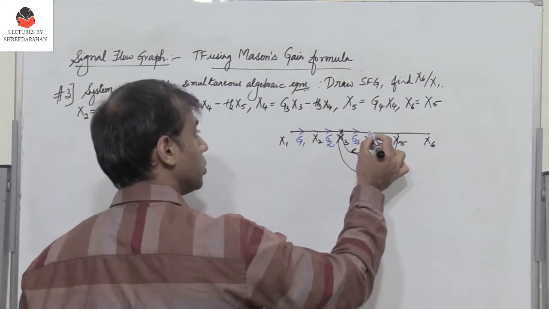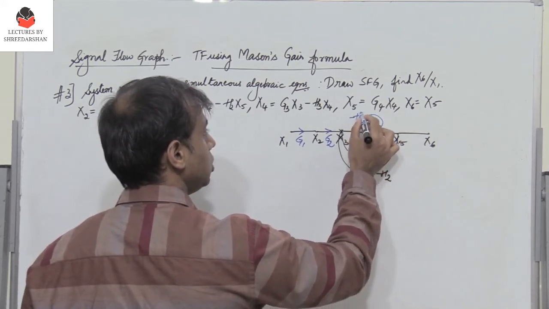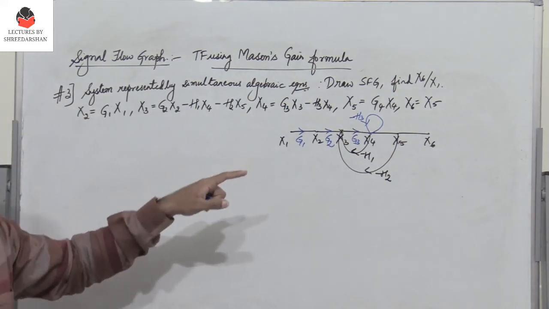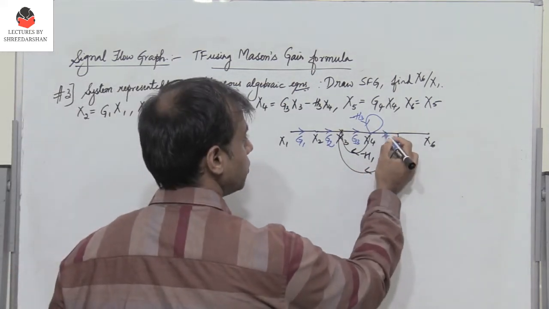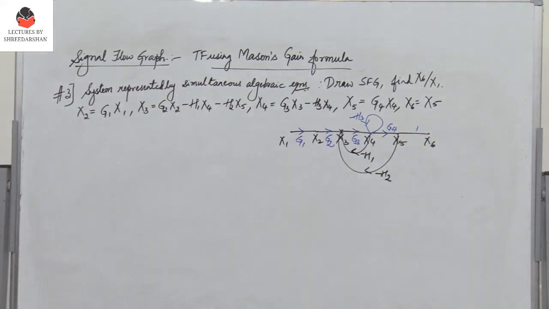So I have a loop here which begins at x4 and ends at x4 itself. So this is going to be minus h3. And what about x5? x5 is g4 into x4. So this is g4 and this of course is 1. x6 is x5. So now we have drawn the signal flow graph.